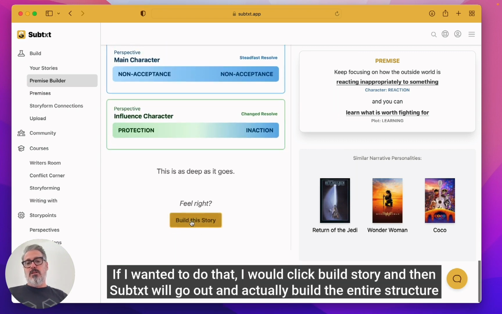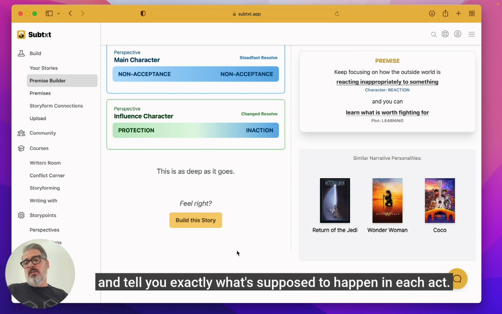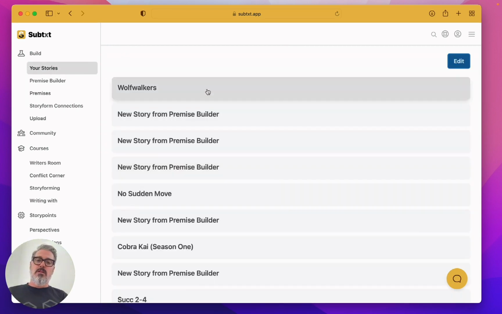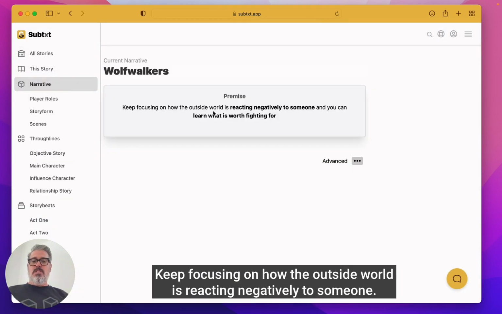If I wanted to do that, I would click build story, and then Subtxt will go out and actually build the entire structure and tell you exactly what's supposed to happen in each act. I've already done it, so I'm going to come in here, go into Wolfwalkers, keep focusing on how the outside world's reacting negatively to someone.